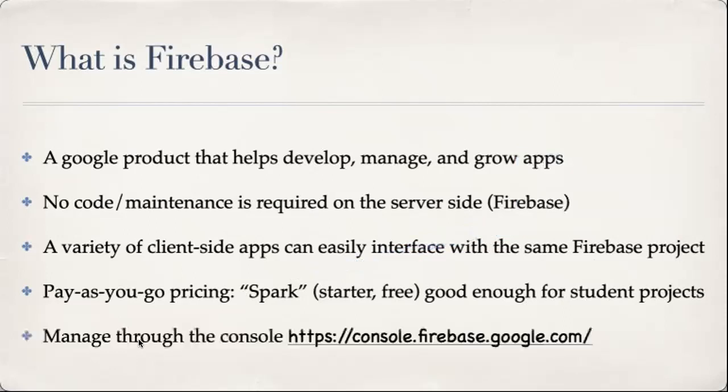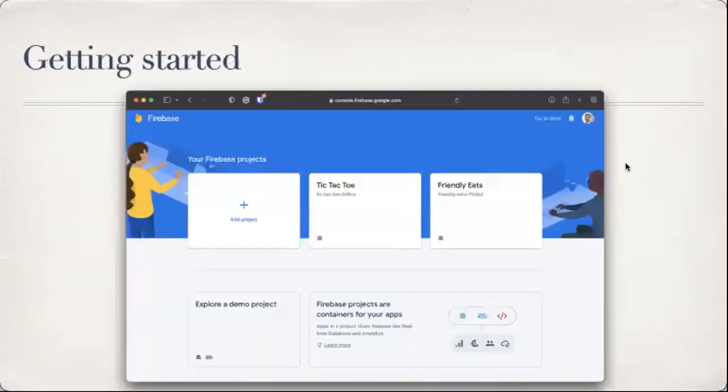Okay, you can manage everything for that Firebase server side through the console, that is console.firebase.google.com. Okay, so let's get started. If you click on that link, this is what you'll see. Something like this. So I already have a tic-tac-toe server, and Friendly Eats is the tutorial app that Google people have provided. So I have those, but you'll probably have this blank, and then you'll see this add project button.